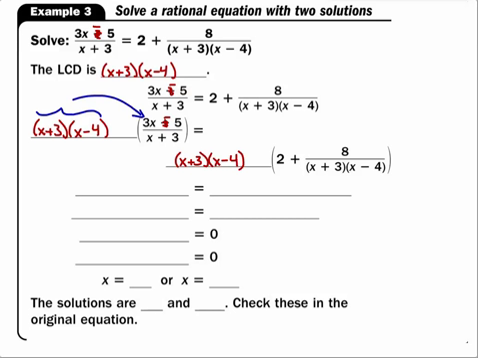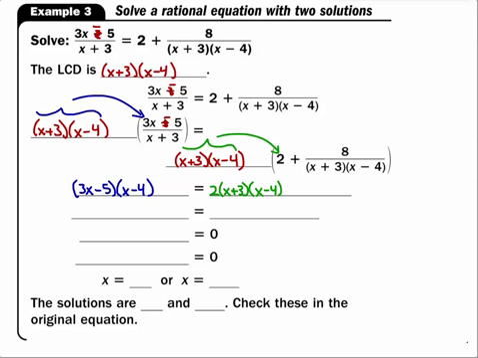That leaves us with 3x minus 5, because remember we changed the problem, times x minus 4. On the right side, again, this is one term, and first it multiplies into the 2. It's actually really not exciting. There's nothing to cancel, so it's just 2 times x plus 3 times x minus 4.